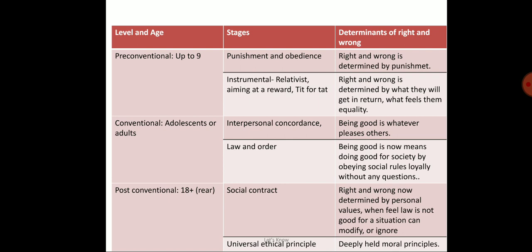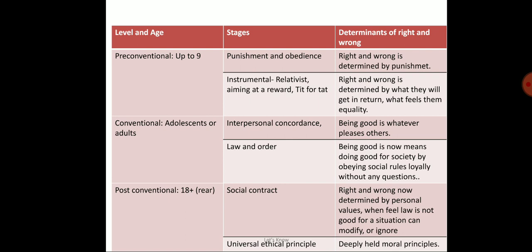Okay, so the determinant here, you see, is that right and wrong is determined by punishment. He has no experience and no knowledge about anything else which is right and wrong. He only thinks, I will get punishment if I do not obey.